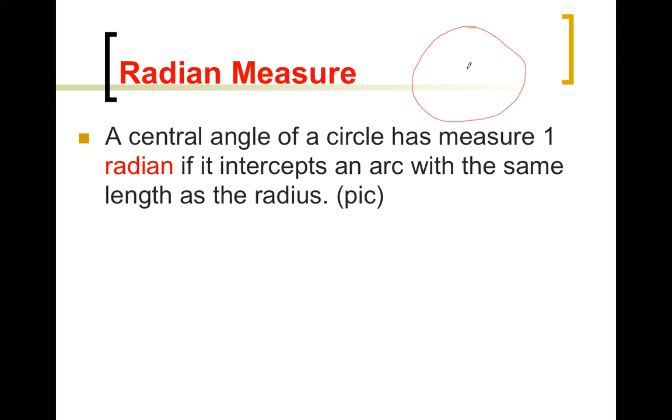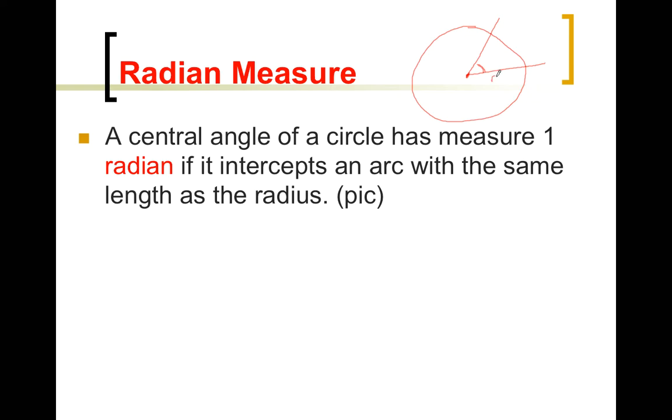We have a circle, and we have our center. A central angle looks like this, right? The angle is here. This angle has 1 radian. It's called 1 radian, the measure of the angle.